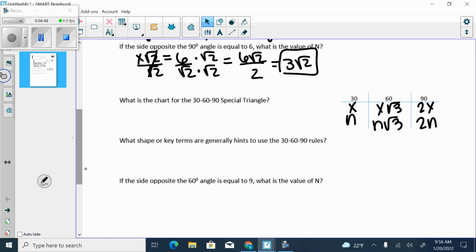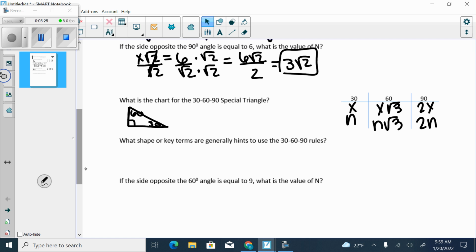Okay, then they ask what shape, what could they give us to let us know that we're going to have a 30, 60, 90? Well, we know that it's going to look something like this, right? This leg has got to be shorter than the other leg. It's got to be across from 90. But if they don't specifically tell us how many degrees something is, this one's a little harder to tell, right? So, just because they say something about the legs, that wouldn't tell us necessarily that it's 30, 60, 90.